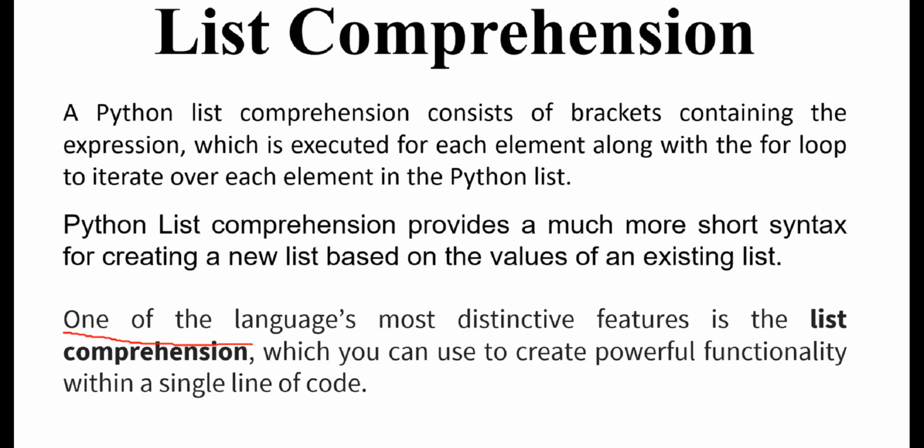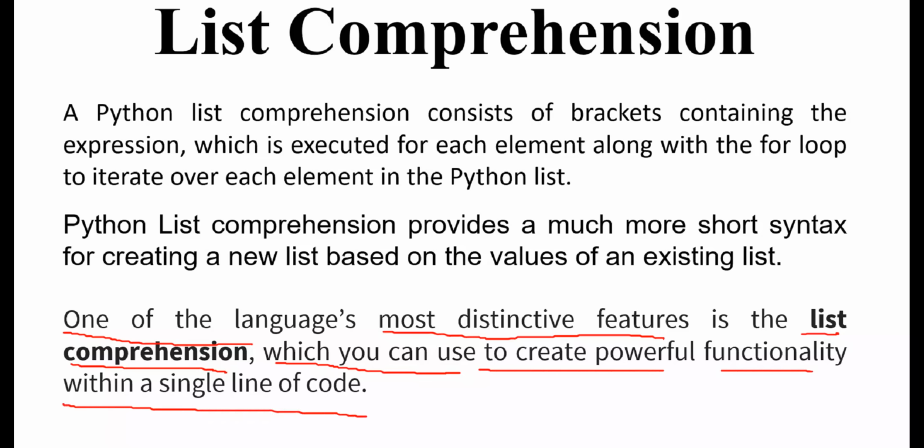One of the language's most distinctive features is the list comprehension. Python's most attractive and distinctive feature compared to the remaining languages is list comprehension, which you can use to create powerful functionality within a single line of code. Just keep in mind that you can write powerful functionality within a single line of code. That is nothing but list comprehension.